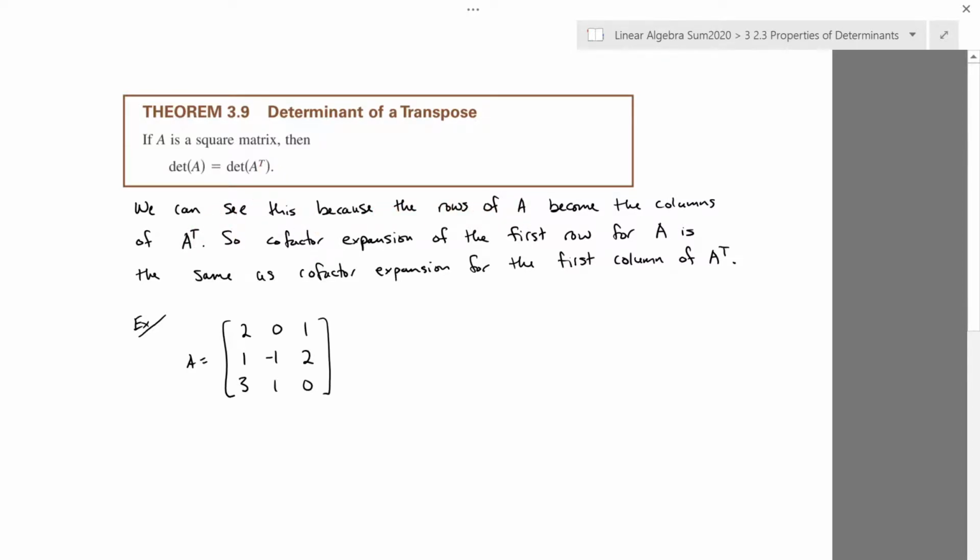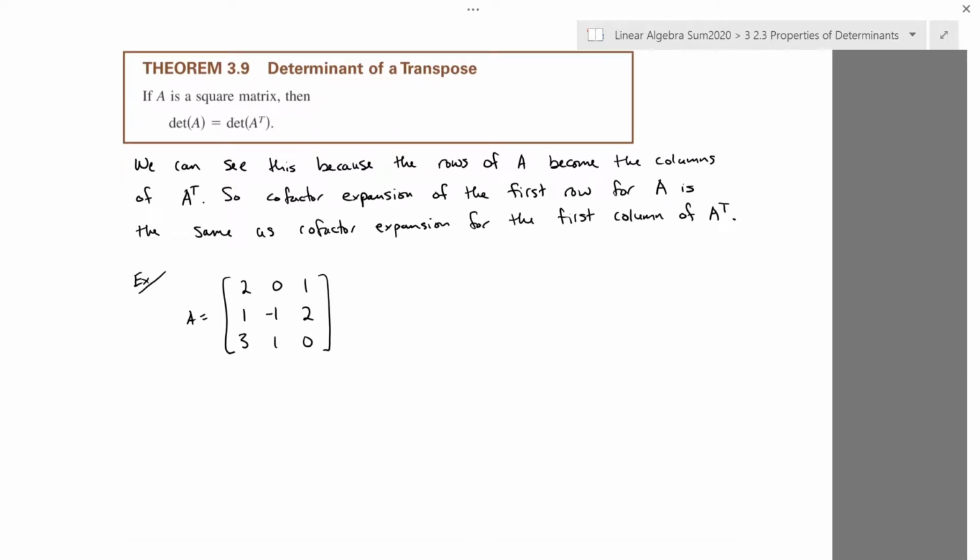And when we learned about cofactor expansion, we saw that it doesn't matter whether you do cofactor expansion along rows or along columns. The first row of A is exactly the same as the first column of A transpose, so if you do cofactor expansion along the first row of A, it's essentially the same as cofactor expansion along the first column of A transpose, and so they're the same.